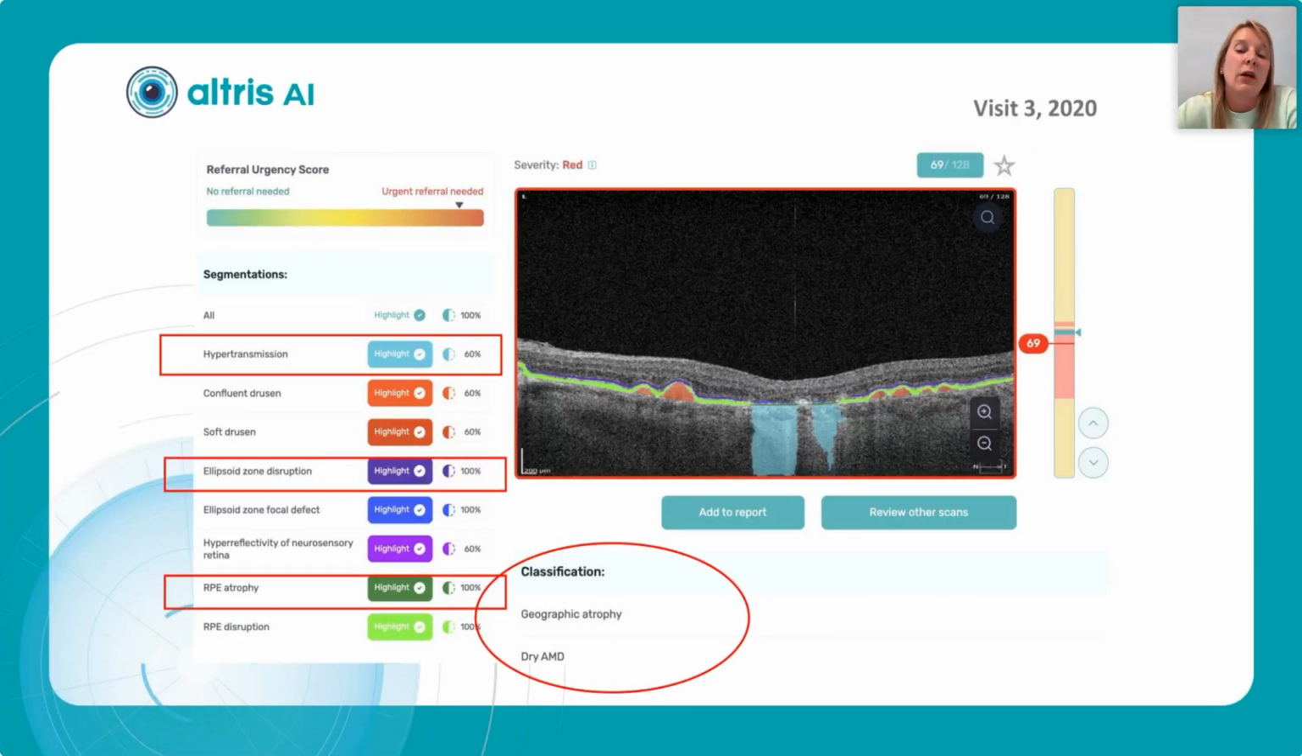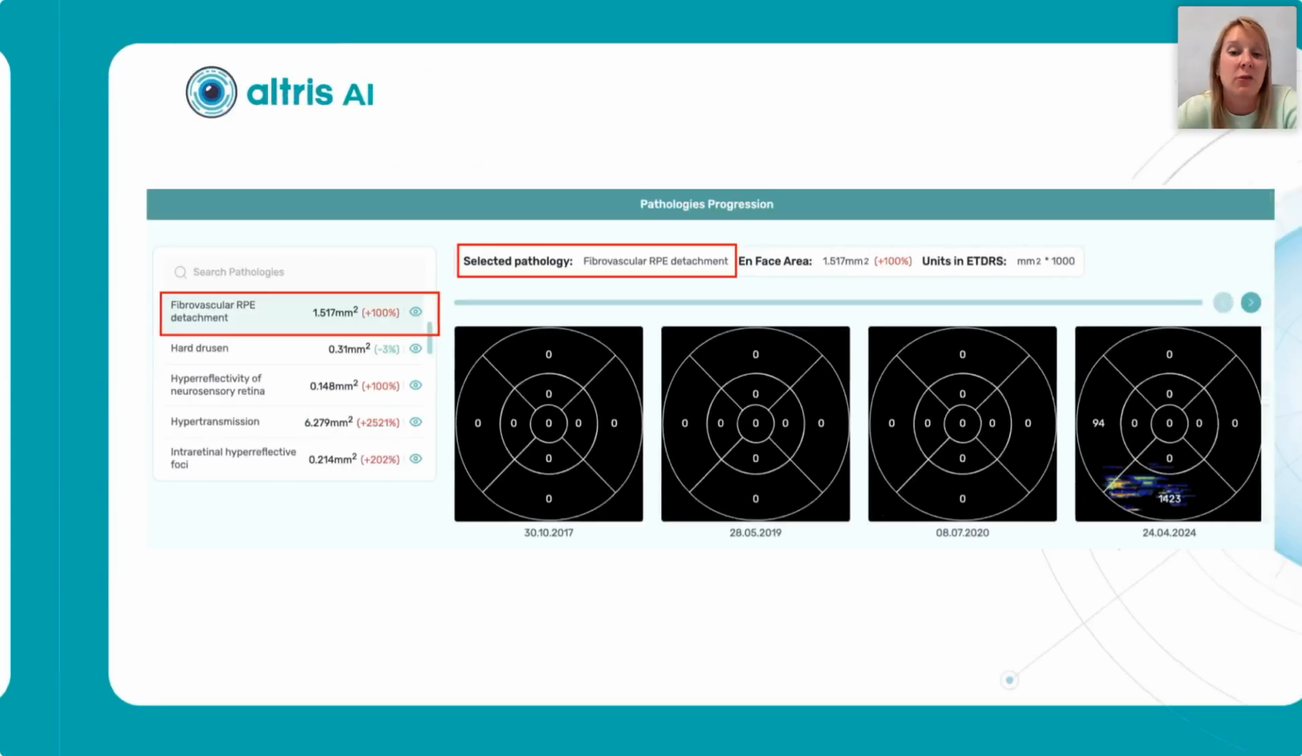So here you can see the third visit of this patient in 2020, and by detecting hypertransmission, by defining ellipsoid zone disruption, by defining the RPE atrophy, AI changes the classification from just dry AMD to geographic atrophy. So basically, it follows the patient, it follows the scans that we are uploading, and AI changes the diagnosis with real changes in the patient, and this is really great.